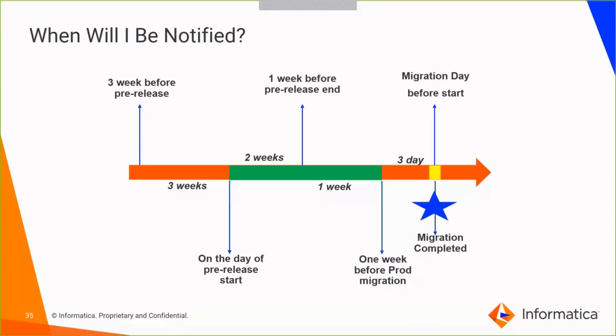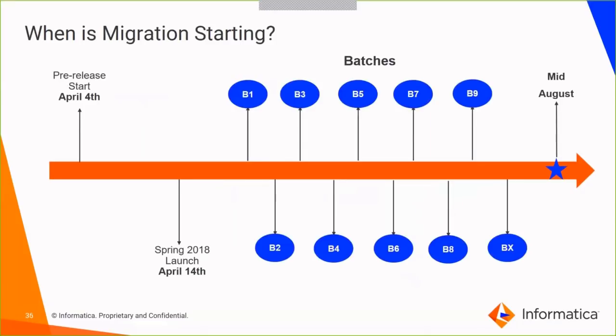There's always some minor caveats, and we'll cover that in the next couple of slides. So the migration is starting. When is the migration starting? On April 4th, that's 2 days out, our first pre-release environment will be available. And on April 14th, we are launching our Spring 2018. So we're going live with our Spring 2018 on the IICS platform.